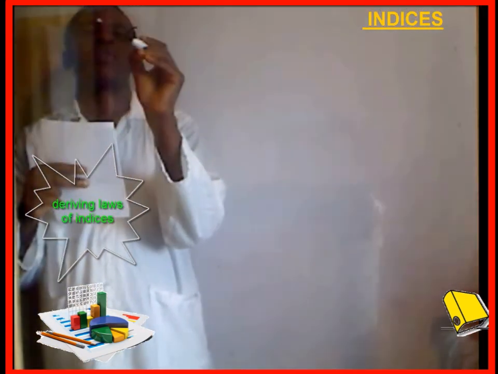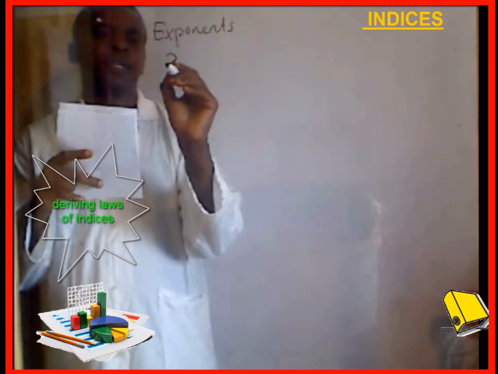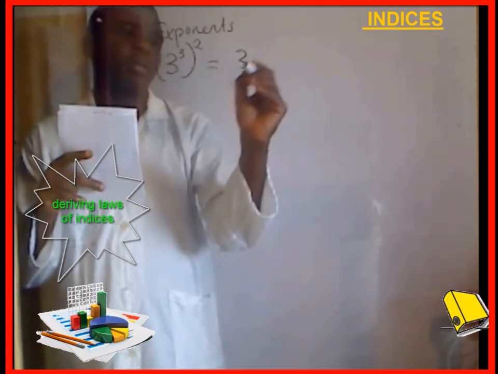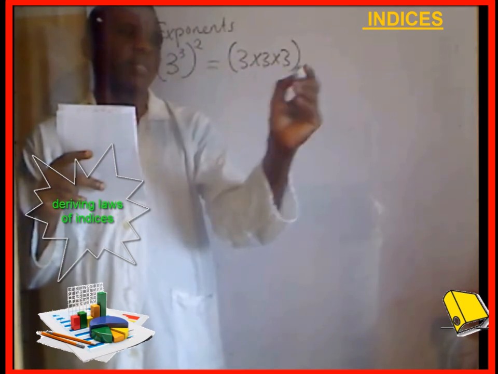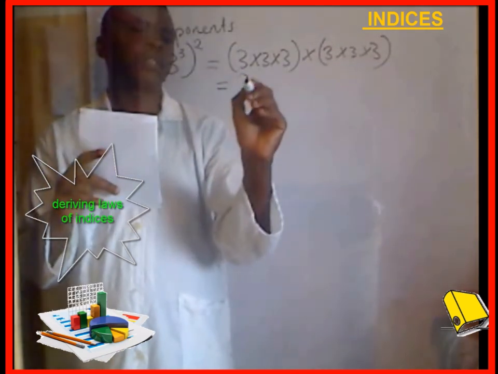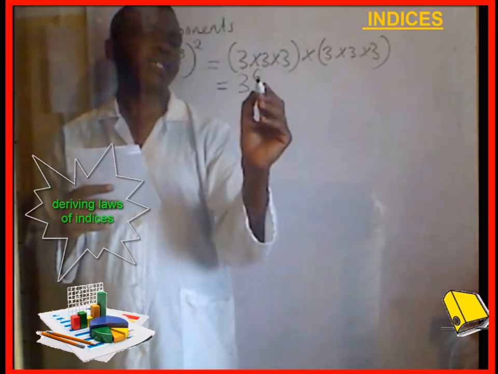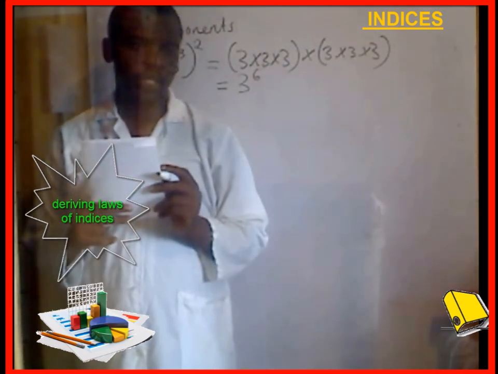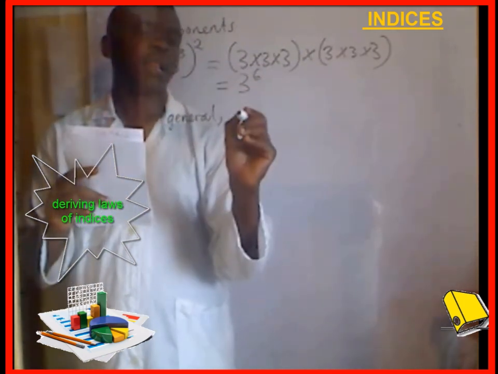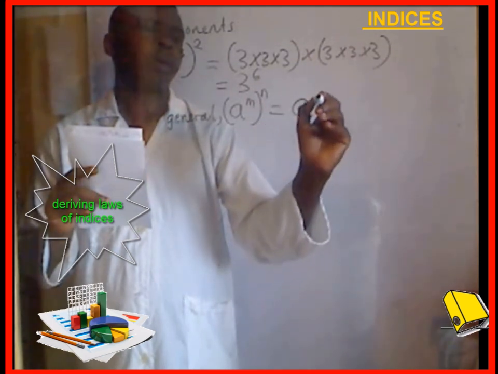Let's look at the third law, which concerns exponents. Let's do a demonstration here before we state the general rule. If I have 3 raised to the power 3, all raised to the power 2, this is actually 3 times 3 times 3 times 3 times 3 times 3. All of this will give us 3 raised to the power 6. And how do I get 6 from 2 and 3? I see that multiplication will do the trick. If I say 3 times 2, I'll have 6. In general, a raised to the power m all raised to the power n is equal to a raised to the power m times n.